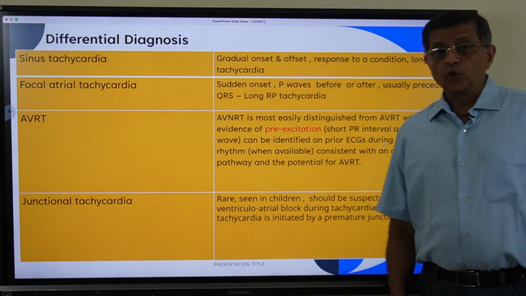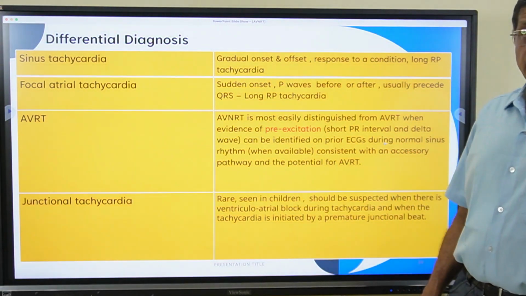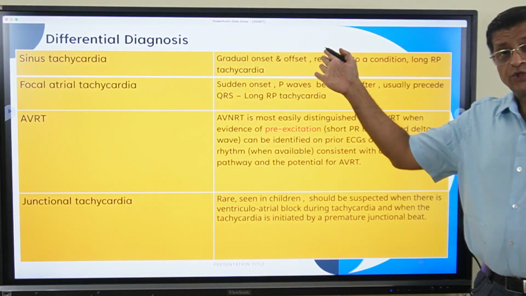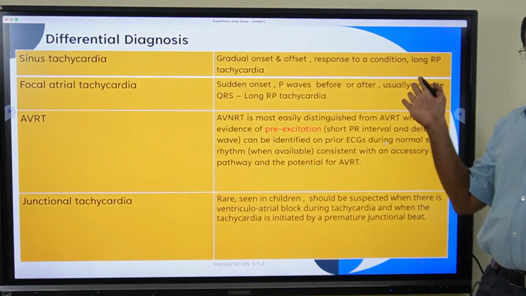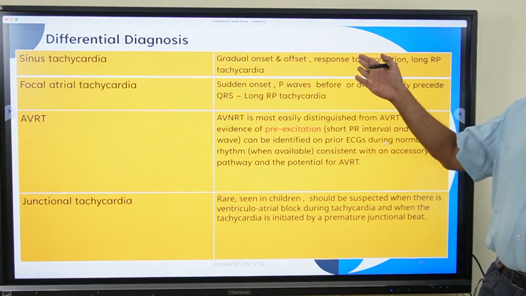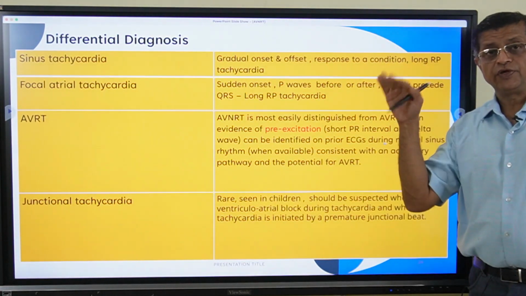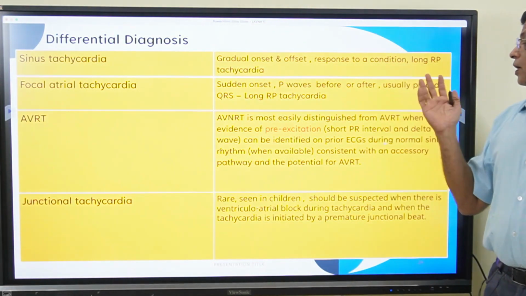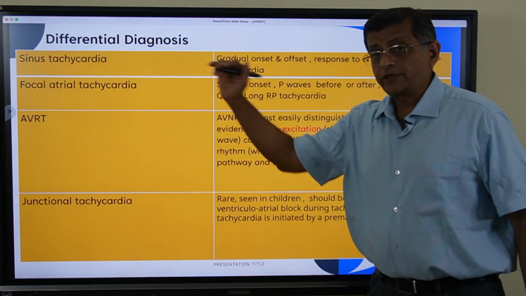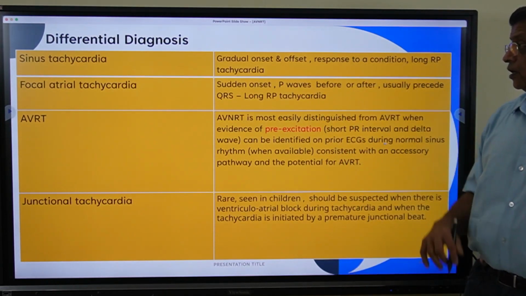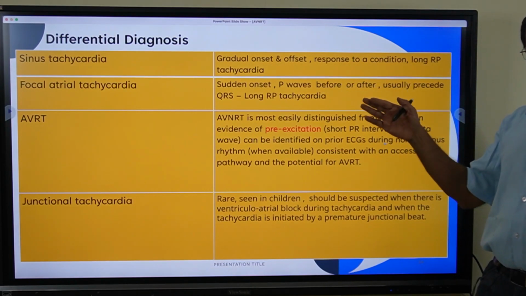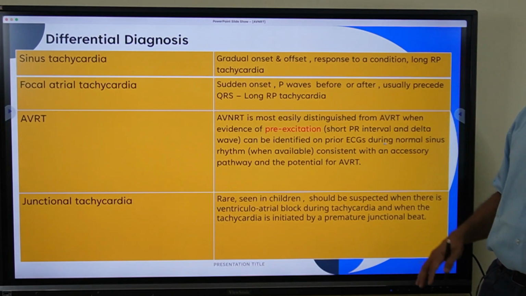There are 4 main differential diagnoses of AVNRT. One is sinus tachycardia, but in sinus tachycardia there is gradual onset and gradual offset, right? It doesn't occur suddenly, paroxysmally, and it is usually in response to some condition, fever or many other causes of tachycardia, and this is a long RP tachycardia. Then second is focal atrial tachycardia. This is again a long RP tachycardia, but it is paroxysmal, with sudden onset. P waves can come before or after the QRS.